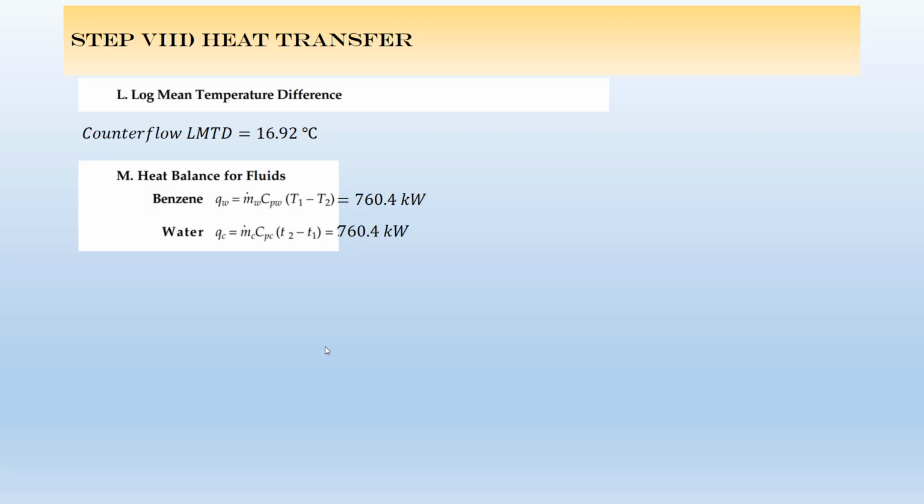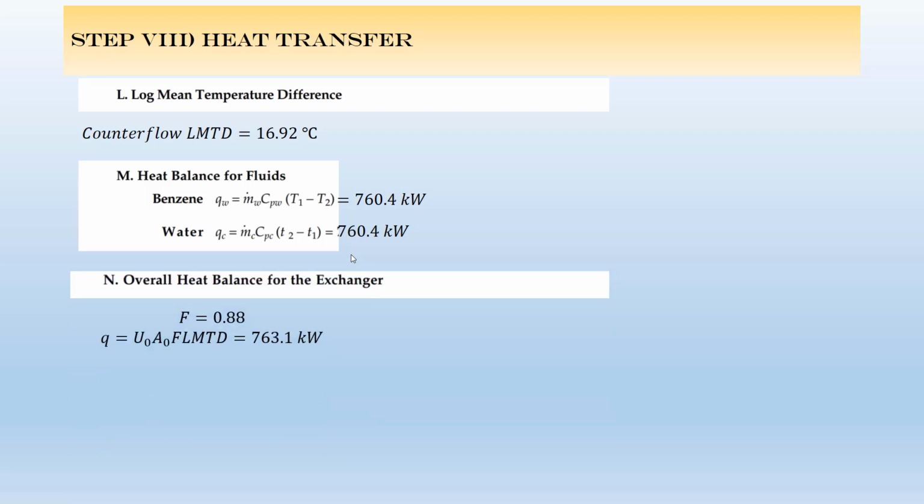So if you use the information for warm fluid, cold fluid, and T2 and T1, the exit temperatures that you found in the previous section, you can find the QW and QC for cold and warm fluid, and you can see that they are equal. Also, you need to find the Q by the LMTD method or NTU method. So I use the LMTD method.